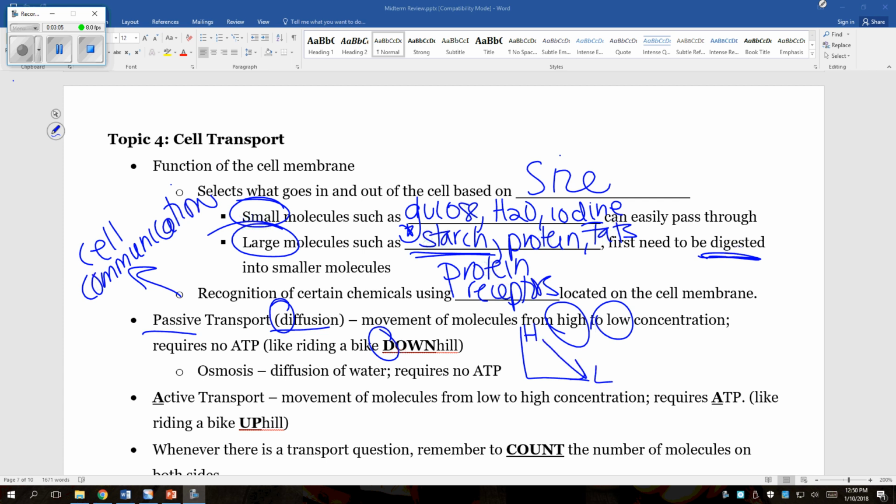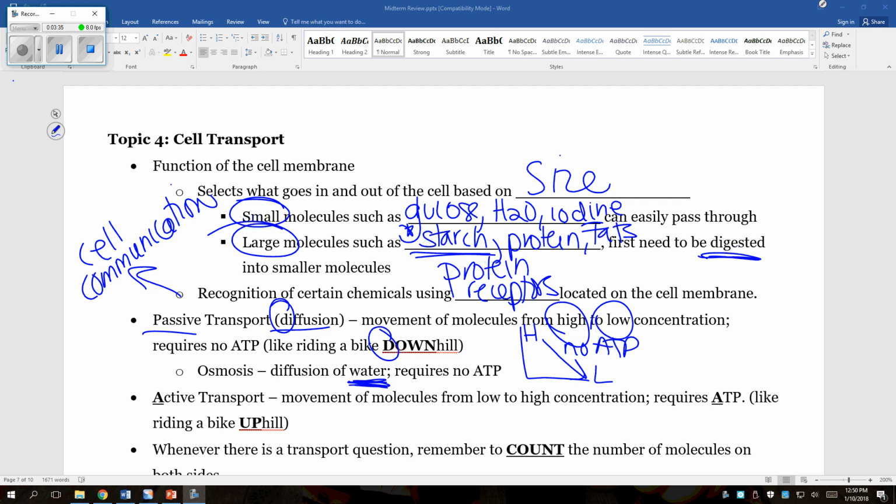When you ride a bike downhill, think, do you have to pedal? No, you don't have to pedal. Therefore, there's no energy, right? No additional ATP that you're going to have to add in order for those molecules to move. So small molecules can easily pass through the cell membrane through this process known as diffusion. The other type of passive transport is going to be osmosis. Osmosis is talking about the diffusion of water.